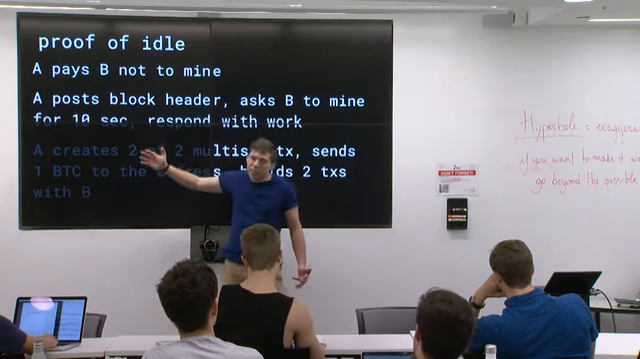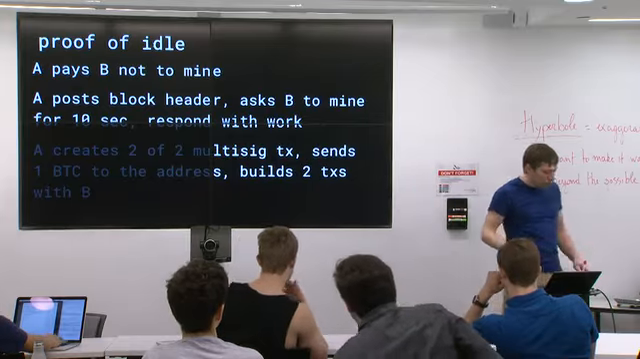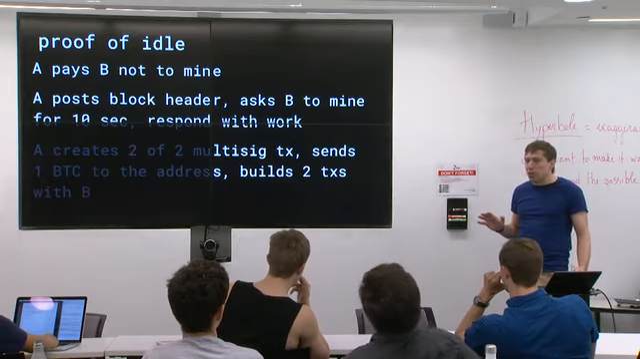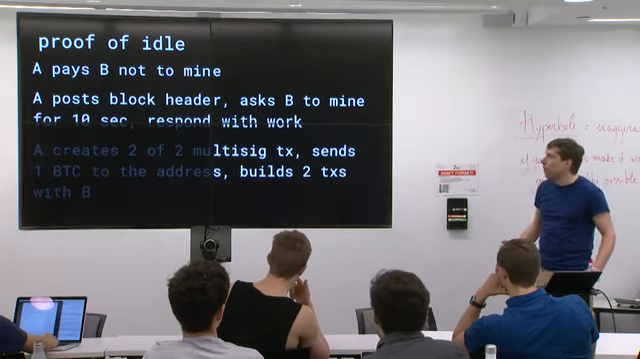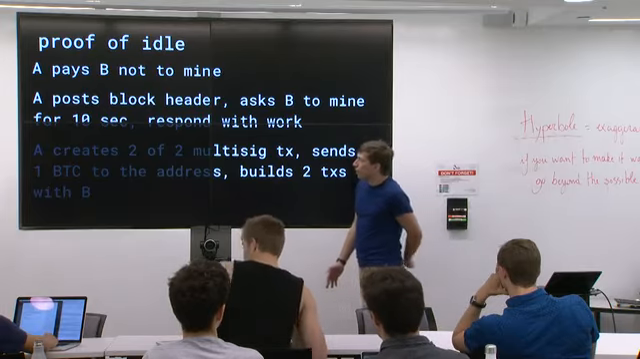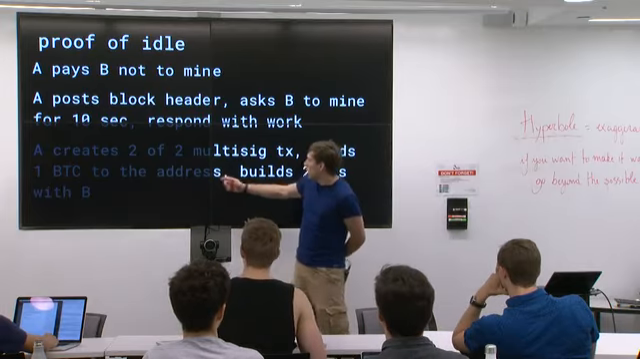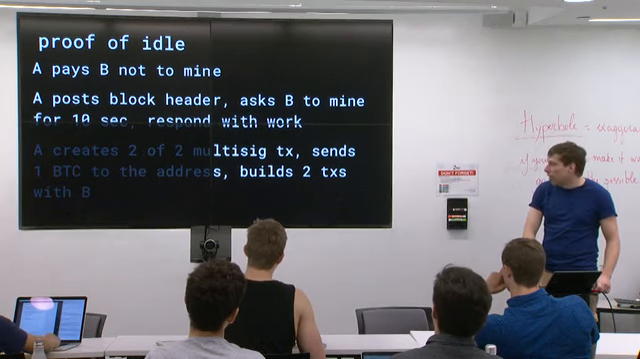And I don't know, 10 seconds. You don't want latency to be an issue, so maybe 10 seconds, maybe a minute, whatever. Some small amount of work to prove that they have the capability to do the work. And they respond with that. And Alice validates it, says, okay, you've got X amount of work capacity. Alice then creates a 2-of-2 multisig transaction and sends 1 Bitcoin to this address and builds 2 transactions with Bob. This is sort of like how Lightning Network looks, Lightning channels, but this predates it by a year or 2.